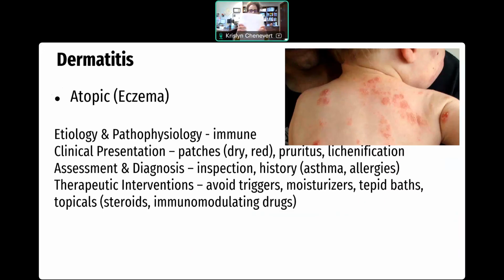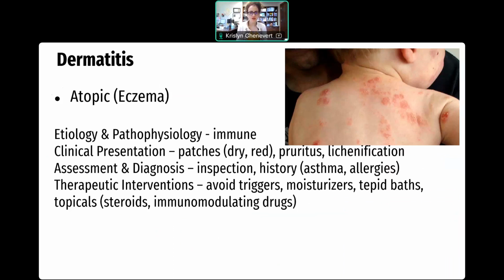Moving on to dermatitis. So I'll talk about a couple different types of dermatitis. Now, this is on page 244 in your book. So atopic dermatitis is also known as eczema. It's the most common chronic skin condition in kids, so super common. You will see this.